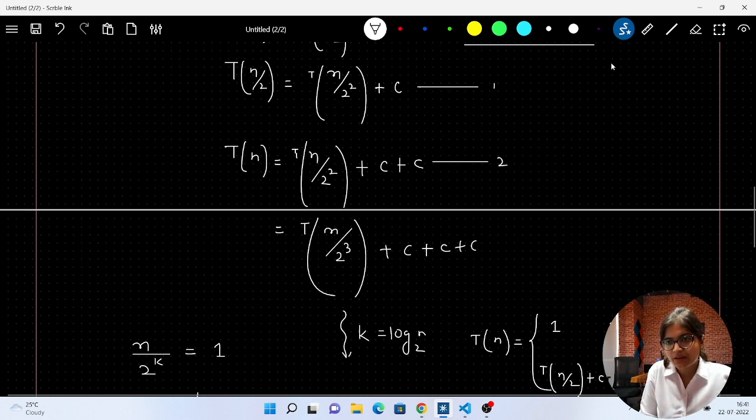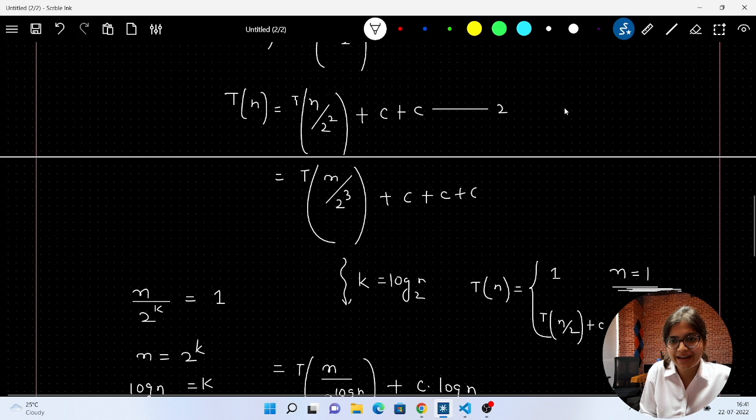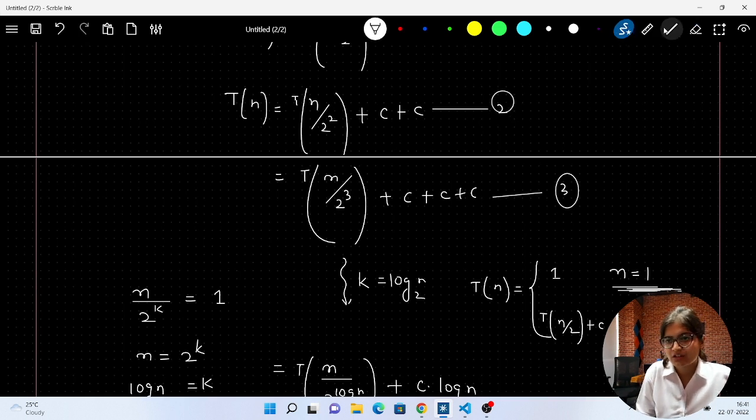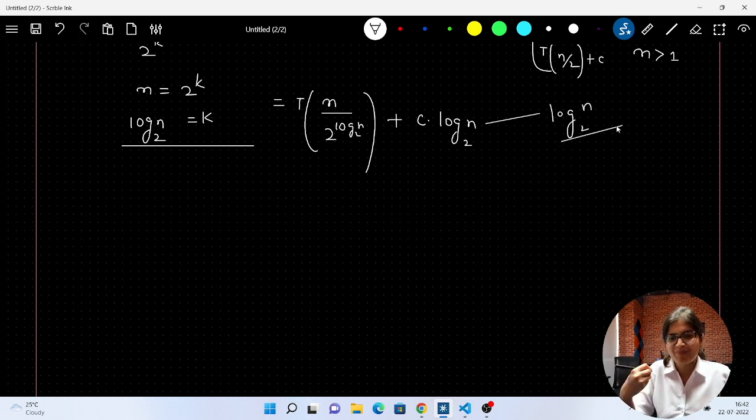When you are substituting for the third time, you have 3c. Similarly, if you substitute until log of n times, obviously you will have log of n times c. Just following the above pattern.